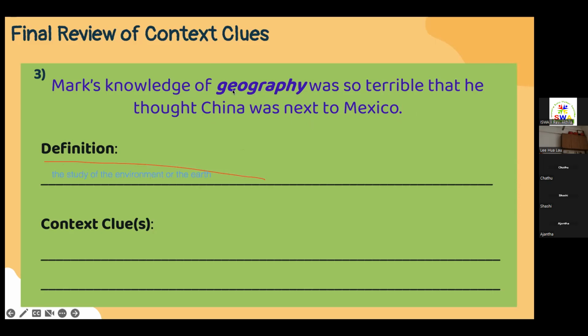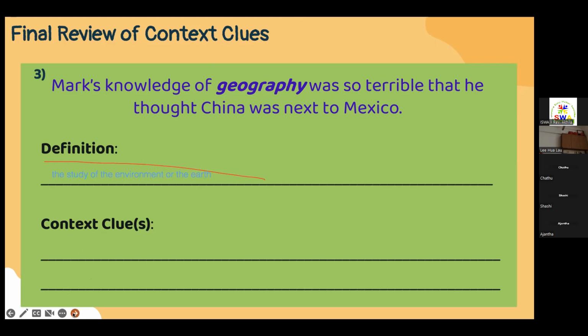Okay. So I think the correct answer would be root word and affixes. You see here that geo actually means the earth. Graphy is a study. So study of geo, when put together, obviously means study of the earth. So this one comes under root word and affixes. I know this one's a bit difficult, but good try, everyone.